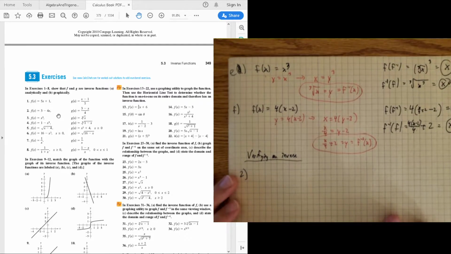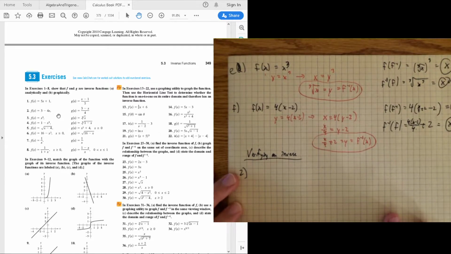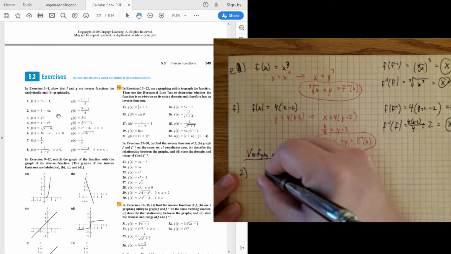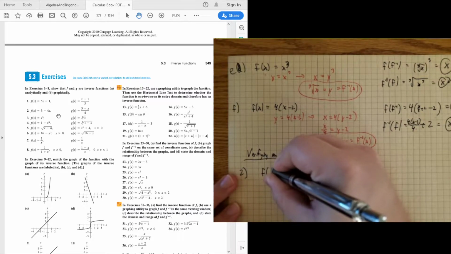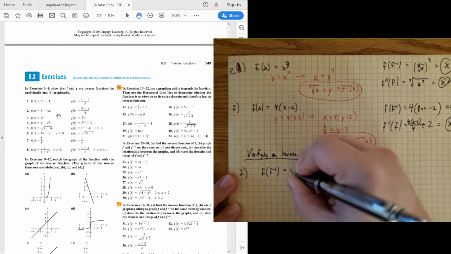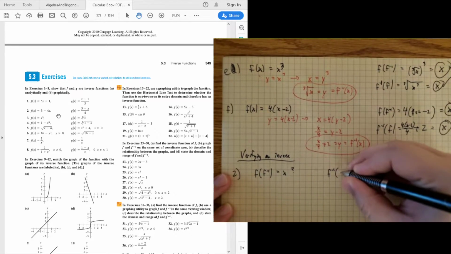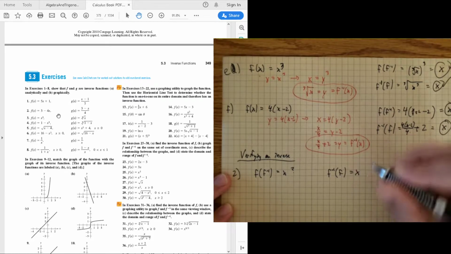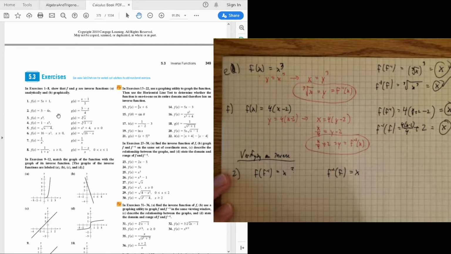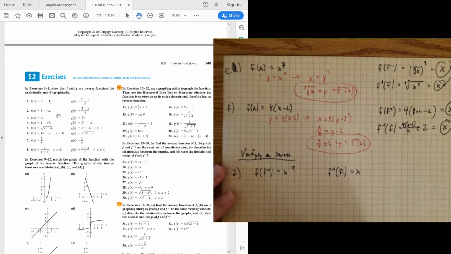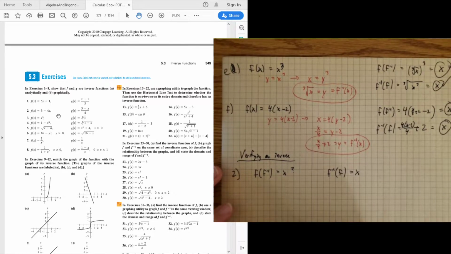We're going to verify analytically that these two are inverse functions. To verify inverse functions, you need to test the relationship. Does f of f inverse equal x? And does f inverse of f equal x? You have to test both. It is not possible for it to be one without being the other, but you need to test both. It is possible that one of these works and the other doesn't.